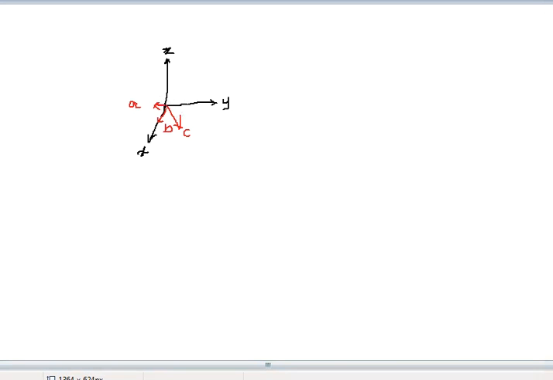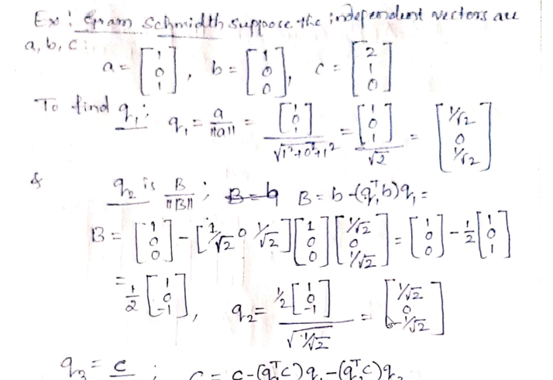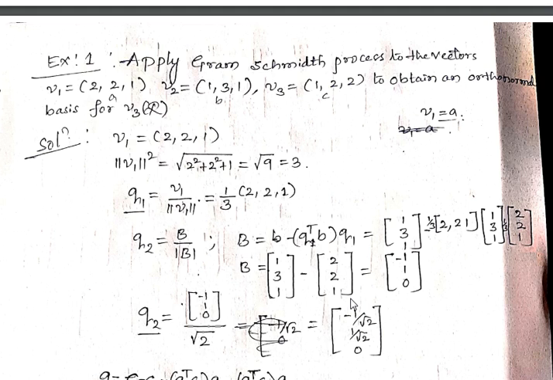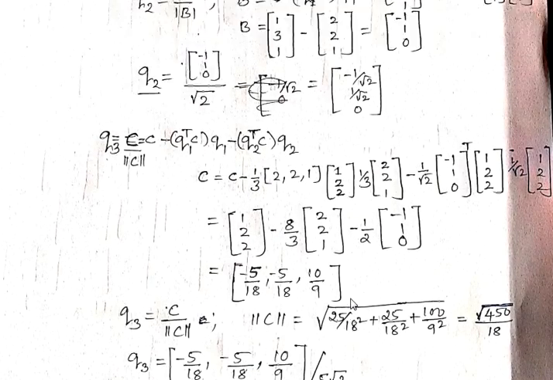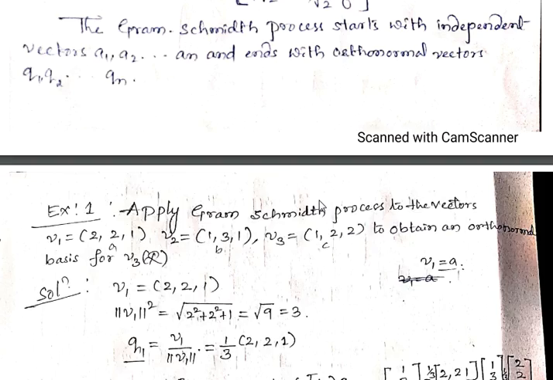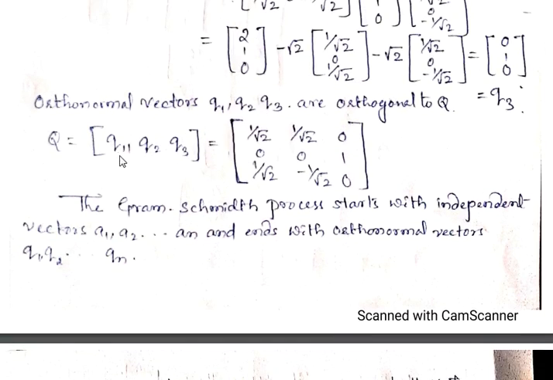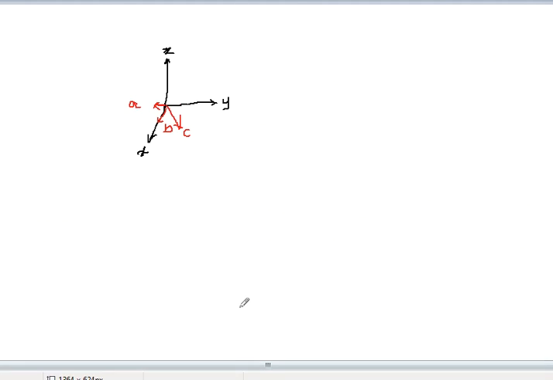Now by solving this problem, we got these values. Our Q1, Q2 and Q3 are in this way. So Q1, let's write. Now Q1 is 1 by root 2 and this is also 1 by root 2. So how can we represent (1 by root 2, 0, 1 by root 2)? Let's do it with a different color.